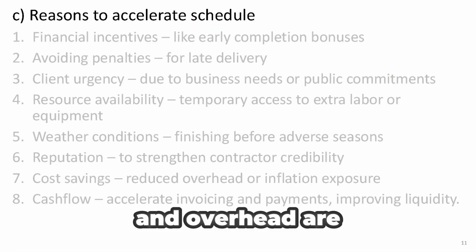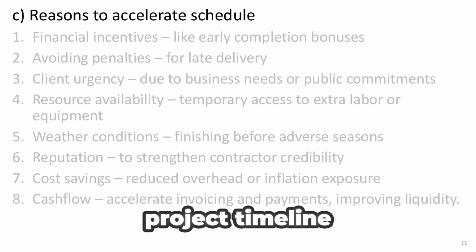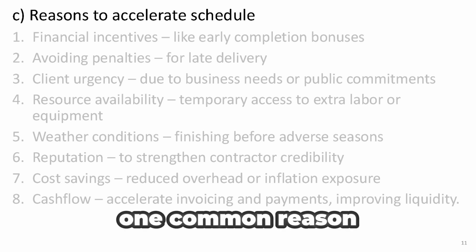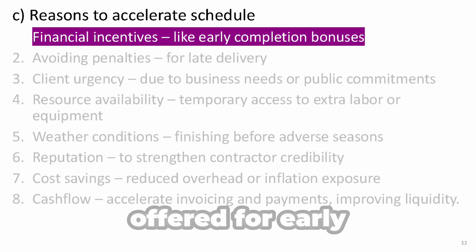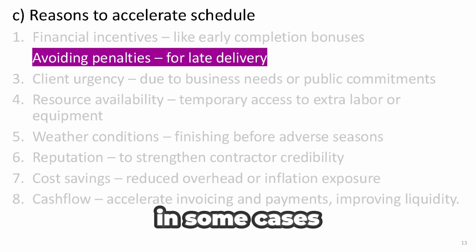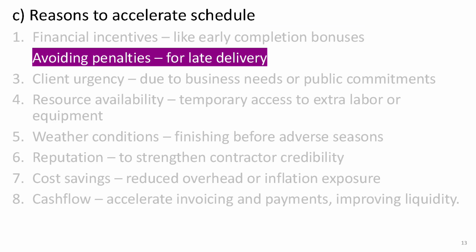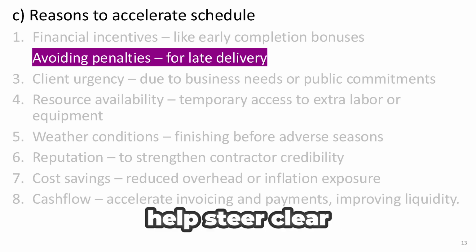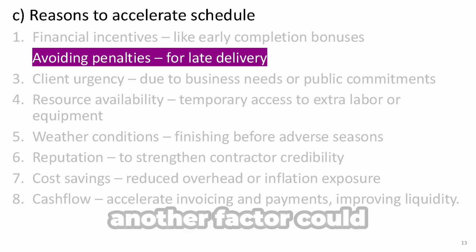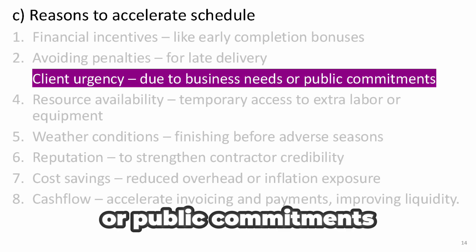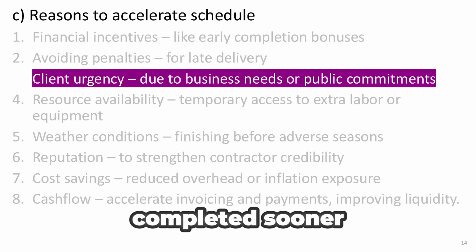Again, direct labor and overhead are crucial factors in setting the project timeline. However, there are several reasons why a project team might choose to accelerate the schedule. One common reason is financial incentives, such as bonuses offered for early completion. These rewards can motivate teams to finish ahead of time. In some cases, it's about avoiding penalties. Many contracts include fines for delays, so finishing early or on time can help steer clear of those extra costs. Another factor could be client urgency. Sometimes the client has pressing business needs or public commitments that require the project to be completed sooner.